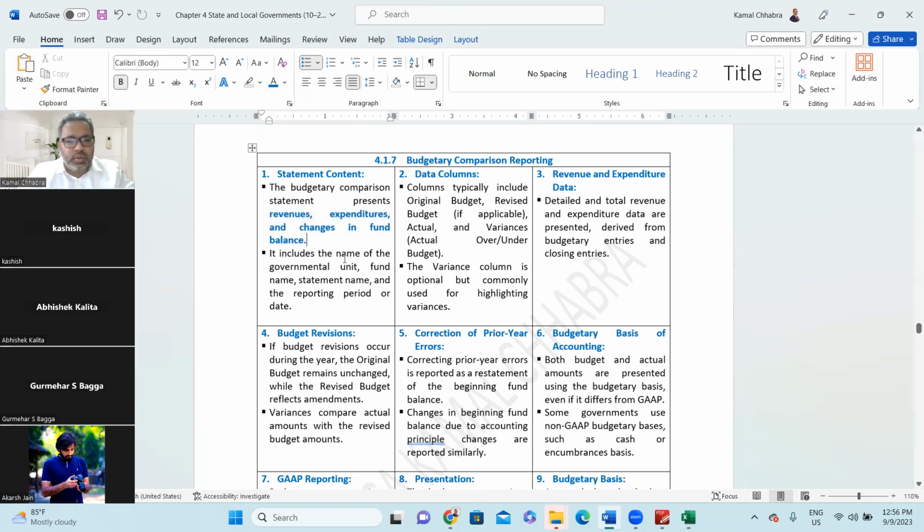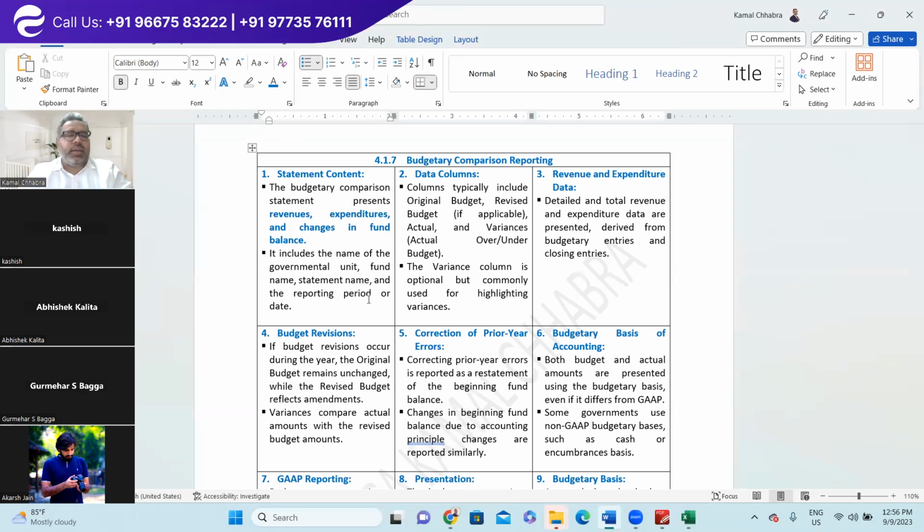It includes the name of the governmental unit, fund name, statement name, and the reporting period or the date of the reporting period. Next is the data columns. Columns typically include your original budget, revised budget, the actual, and the variance of under or over budget, which is actual versus revised budget.